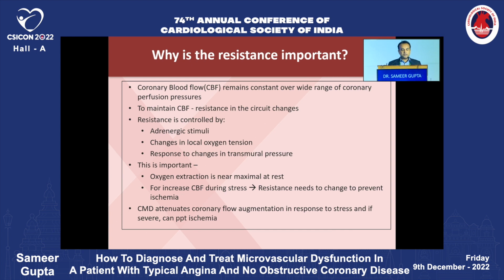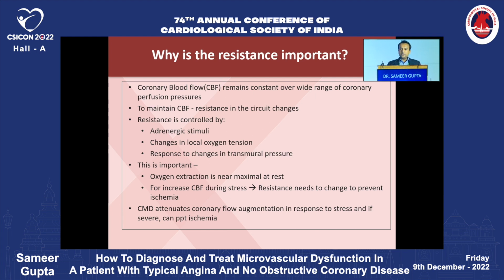But why is this resistance important? Because coronary blood flow is constant over a wide range of coronary perfusion pressures. So to maintain coronary blood flow, the resistance in the circuit has to change. And this resistance in the circuit, including the pre-arterioles and the arterioles, is changed, among other things, by adrenergic stimuli, some local changes in the oxygen tension, and response to changes in the transmural pressure.